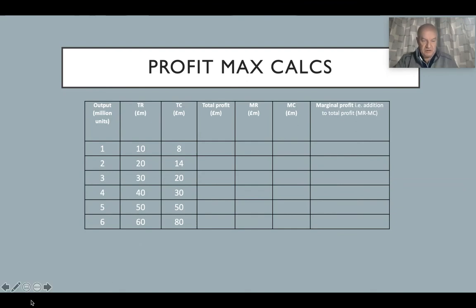Okay, now let's take a look at total cost then. We've been given total costs. In this instance, our total cost is £8 million for output of 1 million units. It goes up to 14 at 2 million units, then up to 20, 30, 50 and 80 as we get into producing significant levels of output. Now what I'd like you to do is calculate the total profit, the marginal revenue, the marginal cost, and also the marginal profit, where we're essentially taking marginal cost away from marginal revenue to see if there is any marginal profit.